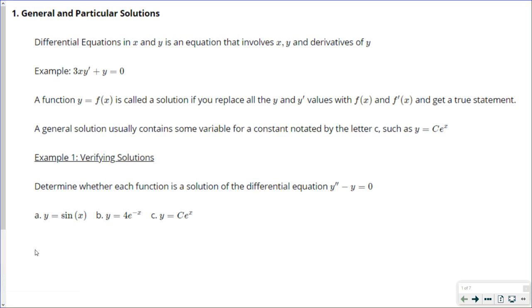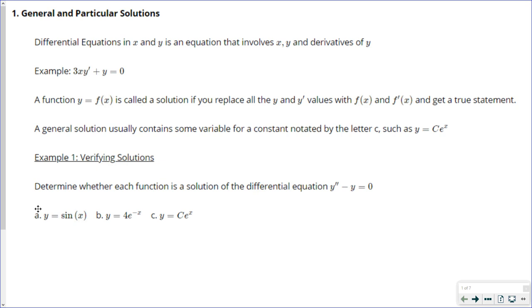In this video series, we're going to learn about slope fields and Euler's method, which is our first section in Unit 5. Our objectives today are to use initial conditions to find particular solutions of differential equations, use slope fields to approximate solutions of differential equations, and to use Euler's method to approximate solutions of differential equations.